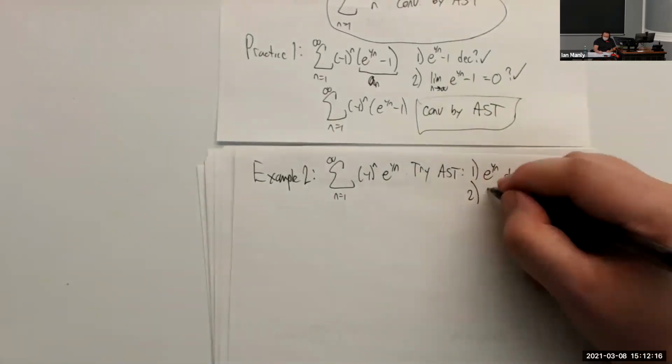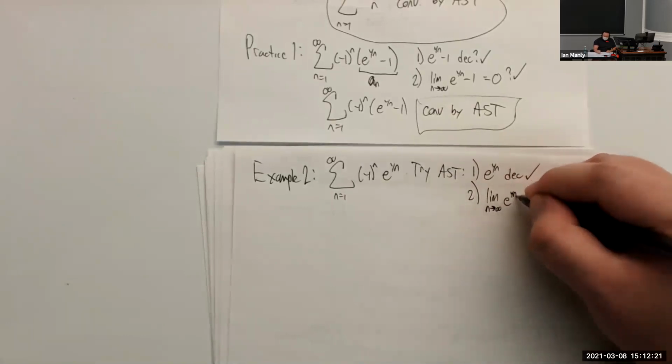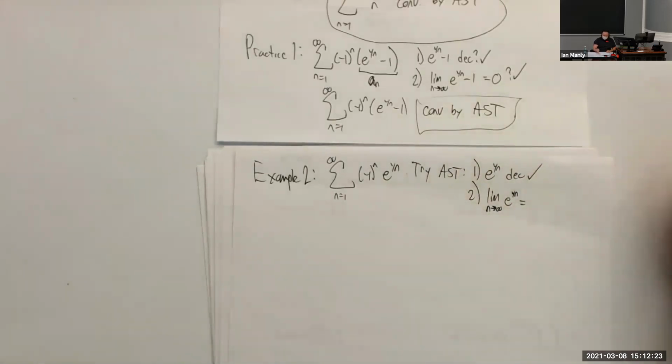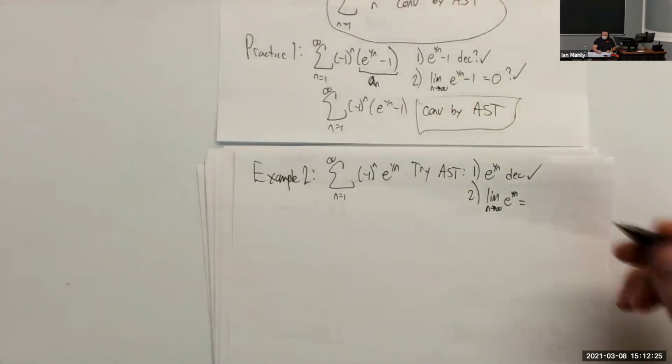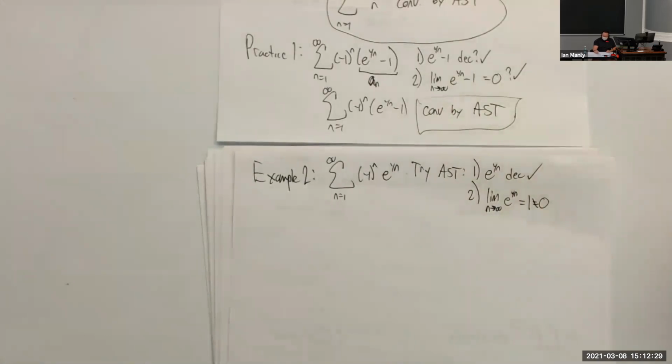But now for the second condition, if we look at the limit as n goes to infinity of e to the 1 over n, what's that going to be this time? 1. And unless we want a degenerate mathematical system, 1 is not equal to 0. So it does not pass the alternating series test here, since we do not get 0 for our limit.